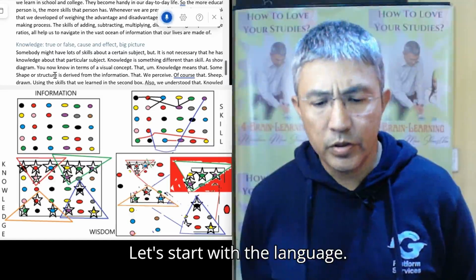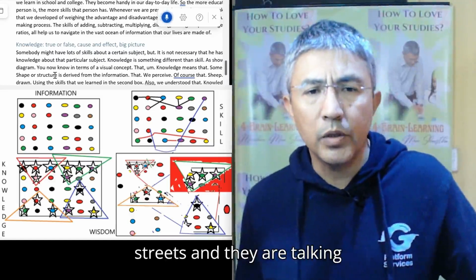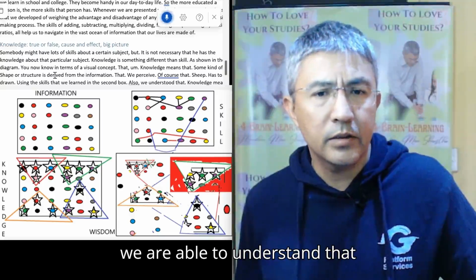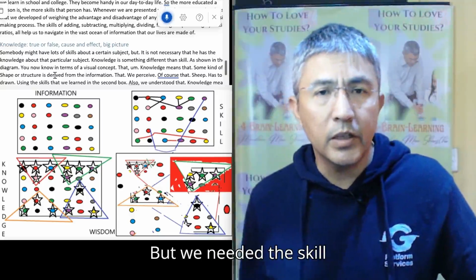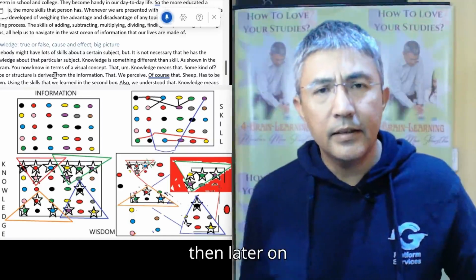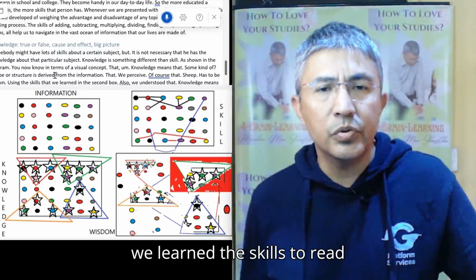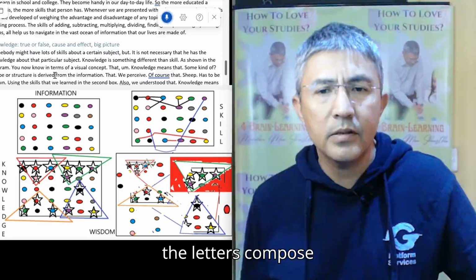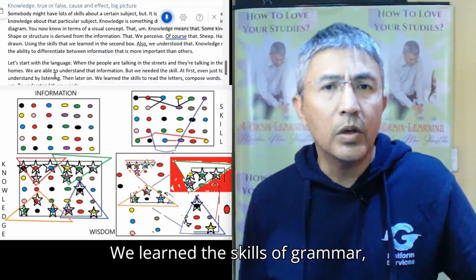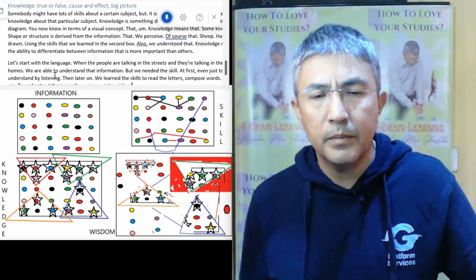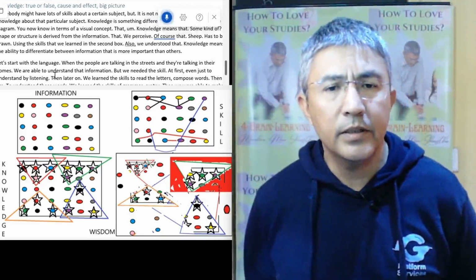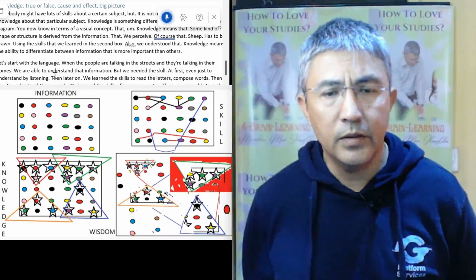Let's start with the language. When the people are talking in the streets and they are talking in the homes, we are able to understand that information. But we needed the skill at first, even just to understand by listening. Then later on, we learned the skills to read the letters, compose words, then to understand those words, we learned the skills of grammar, syntax. Then we were able to make a sentence. So now we have the skill of writing a language.